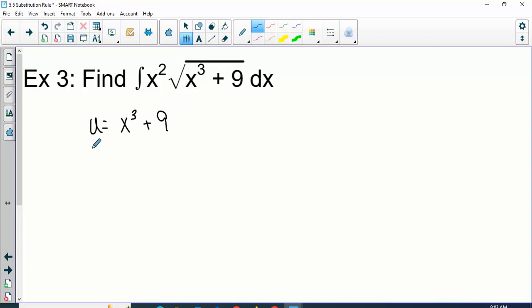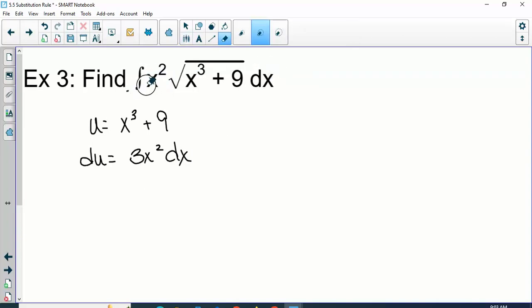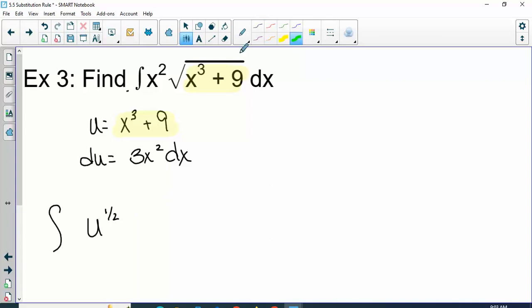The du. When I'm finding du, I'm not looking at this original problem. I'm just doing the derivative of my u. What is the derivative of x cubed plus 9? 3x squared dx. Okay, so now we have to rewrite our integral without any x's. So when I had the square root of x cubed plus 9, x cubed plus 9 is going to turn into u. So that's the square root of u, or u to the 1/2. Okay, what I have left is x squared dx.